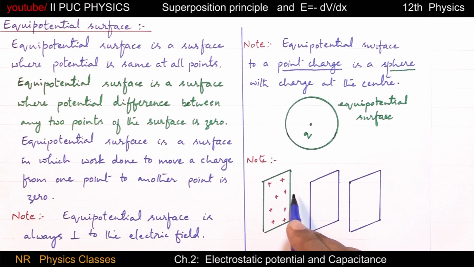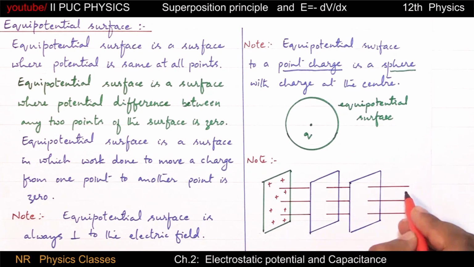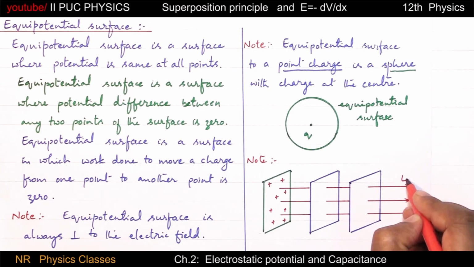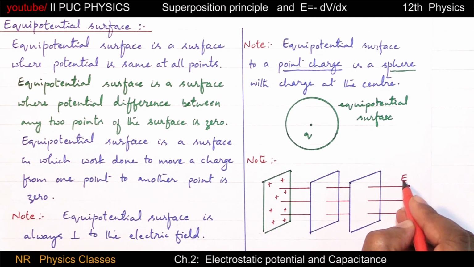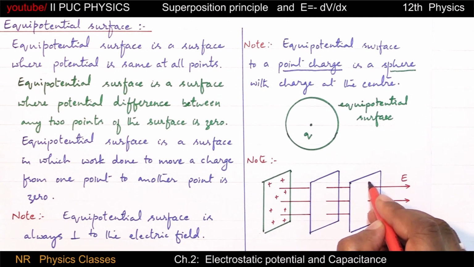So let me draw perpendicular to the surface charge sheet. So these are the electric field lines. These electric field lines are perpendicular to the charge sheet, and they are also perpendicular to the equipotential surfaces.